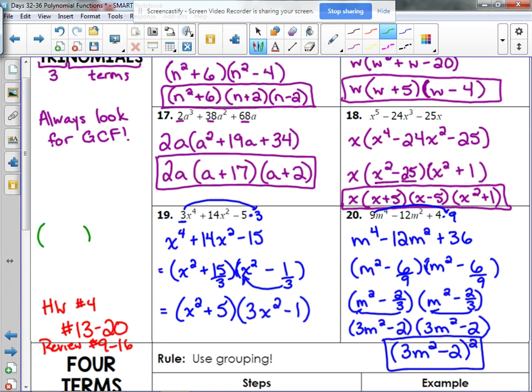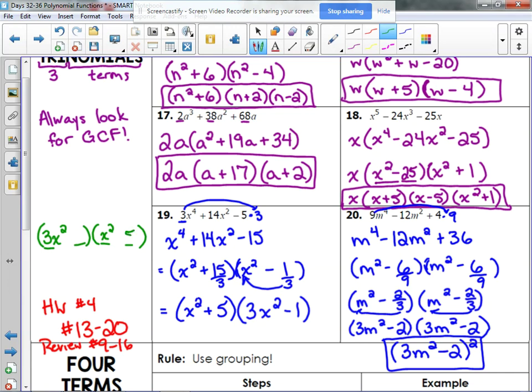If we just approach this from the get-go, we got to figure out what times what gives us 3x to the 4th. Well, that's not too hard because 3 is prime. It has to be 3x squared times 1x squared. Okay. Then we got to figure out what times what gives us 5. Again, in this case, it's not too hard. 5's prime. We've only got 5 and 1. However, we've got to figure out which place the 5 goes and which place the 1 goes.